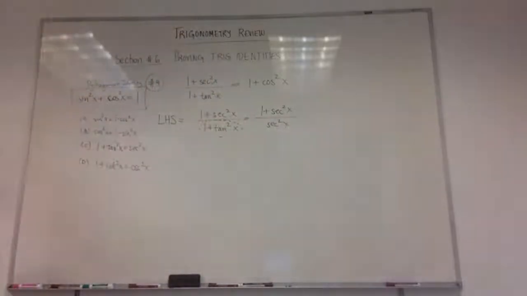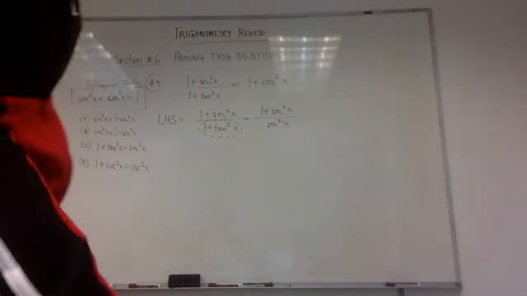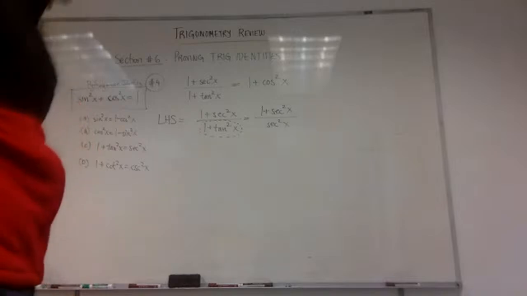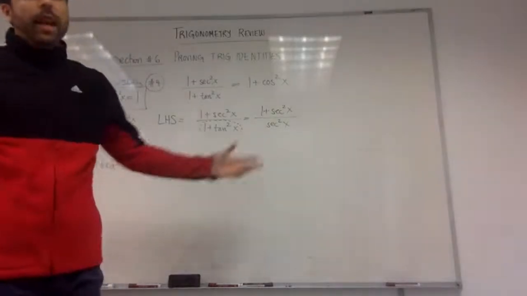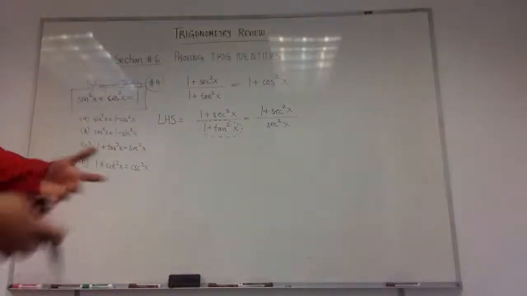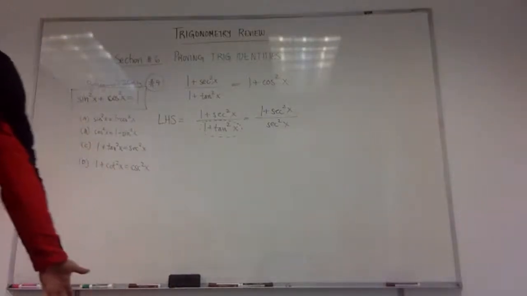So now I'm at this juncture here. And then I ask myself, what can I do from here? From here, it's just algebra. There's no more trig. It's just algebra.